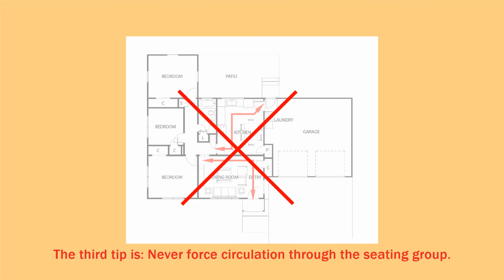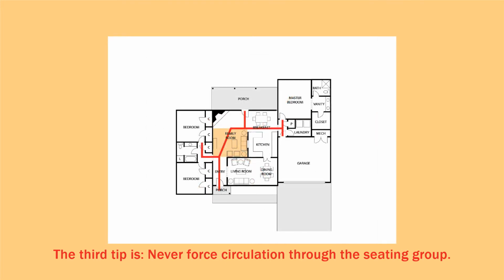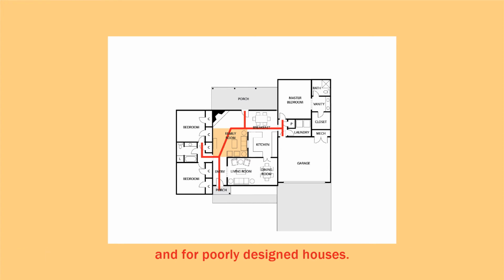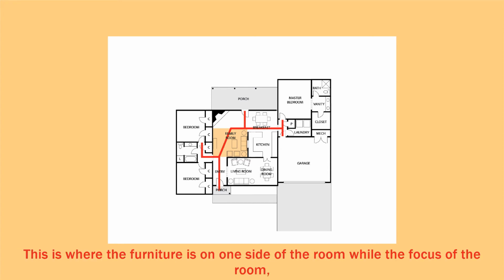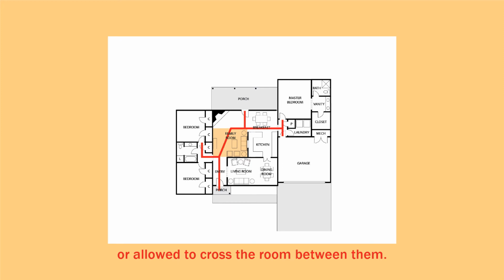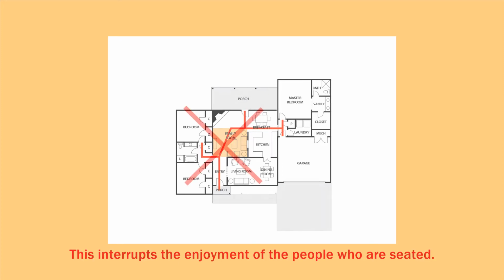The third tip is, never force circulation through the seating group. This has been a common problem for smaller homes and small living rooms and for poorly designed houses. This is where the furniture is on one side of the room while the focus of the room, typically the TV and fireplace, are opposite, but people are forced or allowed to cross the room between them. This interrupts the enjoyment of the people who are seated.